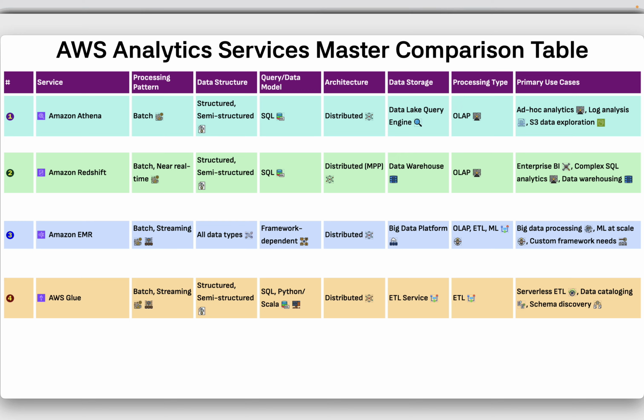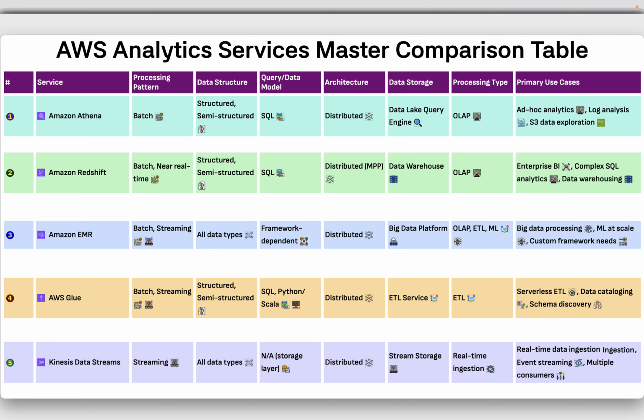Next comes AWS Glue. Processing pattern is batch and streaming. Data structure is structured as well as semi-structured. Query and data model is SQL, Python, and Scala. Architecture is distributed. Data storage, ETL service. Processing type, ETL. And primary use cases, serverless ETL, extract, transform, load, data cataloging and schema discovery.